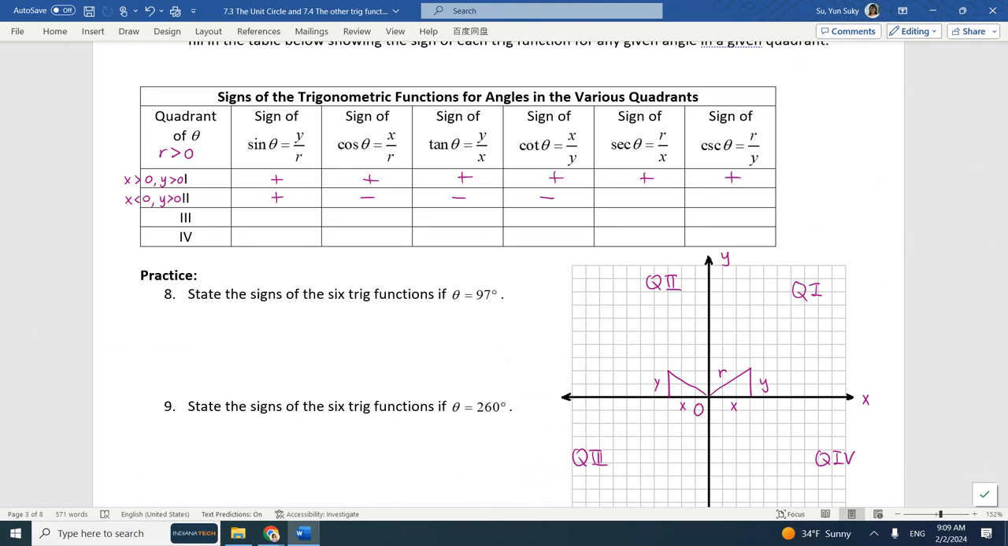Julian. Secant. Secant is negative. Yes. And Jeremy. Cosecant. Positive. Yes. Right, everybody? Okay. Now we go to the third quadrant.